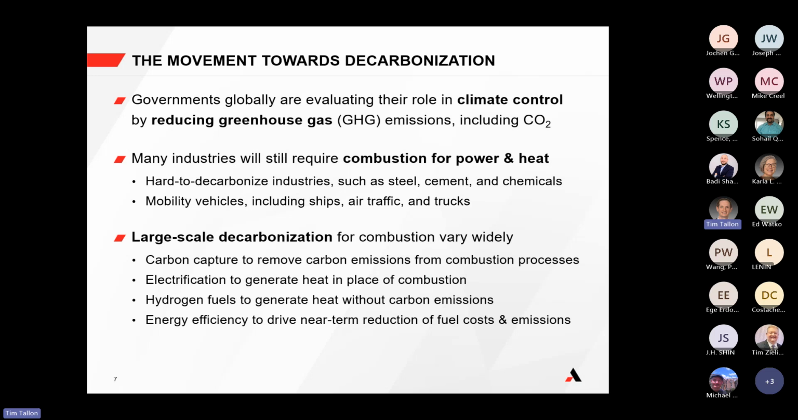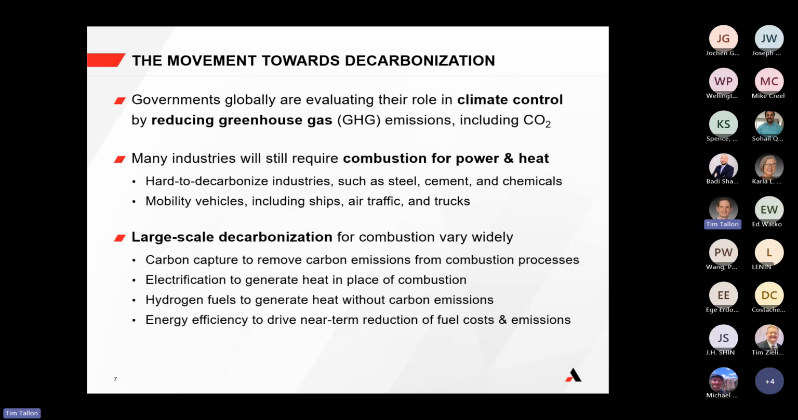And then really, as we look at it from a global perspective, from a large-scale decarbonization perspective, there are a lot of different options available for decarbonization. There's carbon capture, which is one way to physically remove CO2 emissions before or after the combustion process. There's electrification to generate heat in place of combustion, which still requires a fuel source, but it certainly is one way to reduce emissions while also generating heat for certain applications.